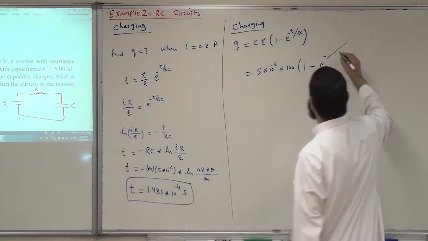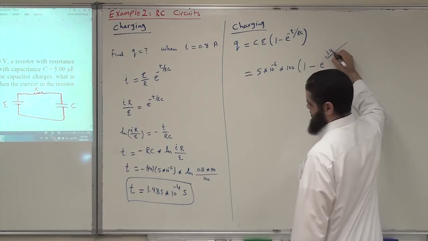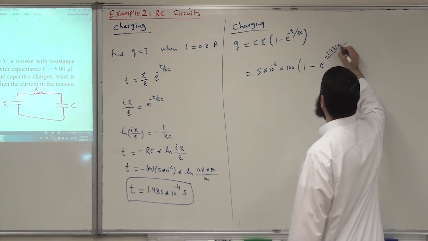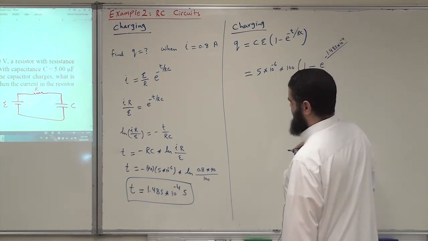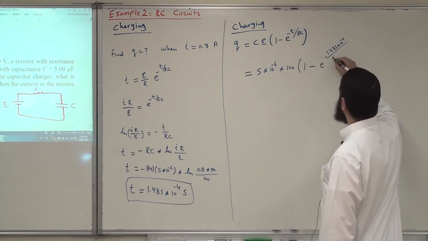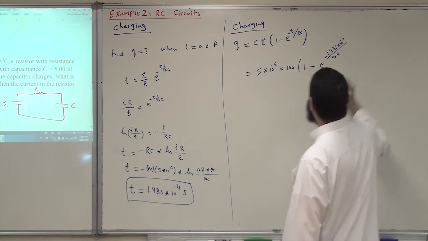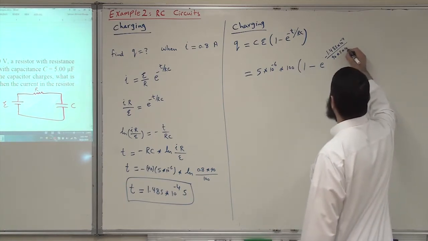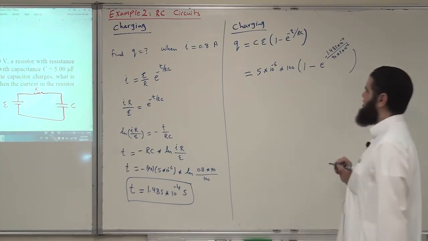Time, we have found it to be 1.485 times 10 to the minus 4, divided by the RC. R is 90, multiplied by C, which is 5 micro, 10 to the minus 6. Okay? So this is my formula.